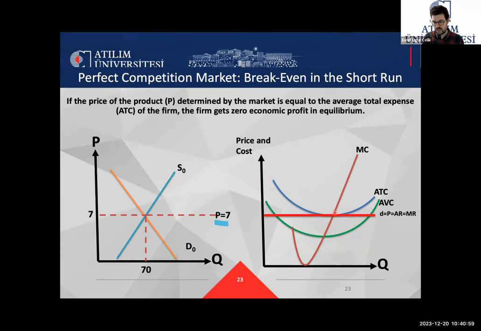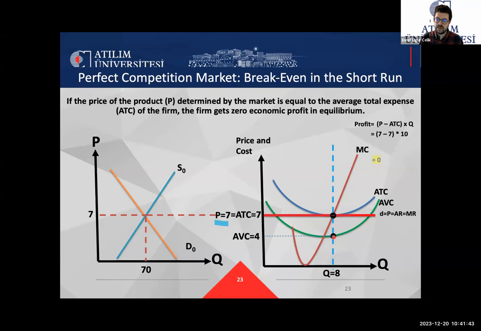Firstly, we find where marginal cost equals marginal revenue, that part. Then we draw the direct line. The below part shows the quantity. Then we find the intersection point of the direct line and average total cost. Again, that point also gives the average total cost. Then we find the intersection point of the direct line and average variable cost, that part, which gives the average variable cost. So price equals ATC, so that's why profit is equal to zero.